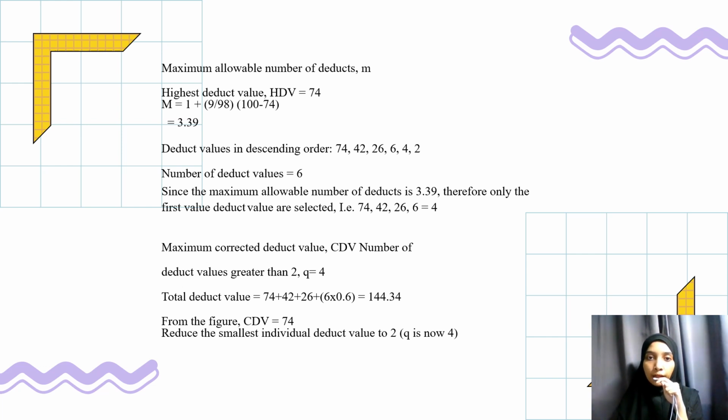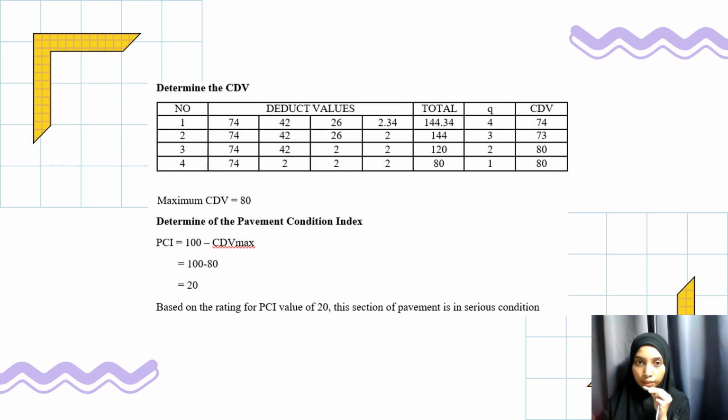Since the maximum allowable number of deducts is 3.39, only the first deduct values are selected, which is 4. Maximum corrected deduct value, CDV. Number of deduct values greater than 2, so Q is equal to 4. Total deduct value is 144.34. From the figure, the CDV graph, we can get 74. Then reduce the smallest individual deduct value to 2, so Q is now 4. From the table, we know the maximum CDV is 80.